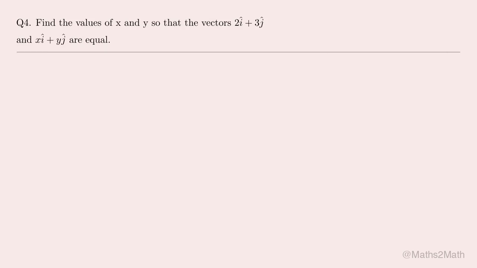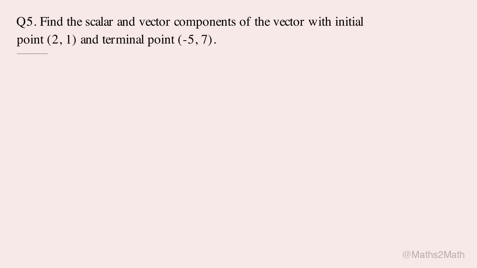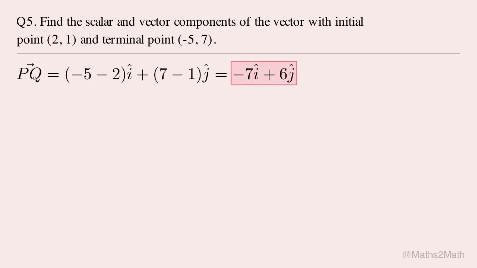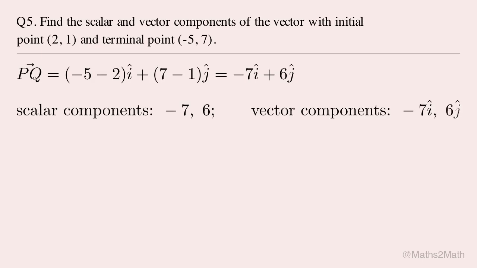Question 4. Equal vectors match component by component. Component-wise, arithmetic settles it. Match the components. Question 5. Terminal minus initial gives the components. Component-wise, arithmetic settles it. Subtract -7 and 6. The vector components are those multiples of i hat and j hat. The scalar components are -7 and 6. The vector components are -7 i hat and 6 j hat.